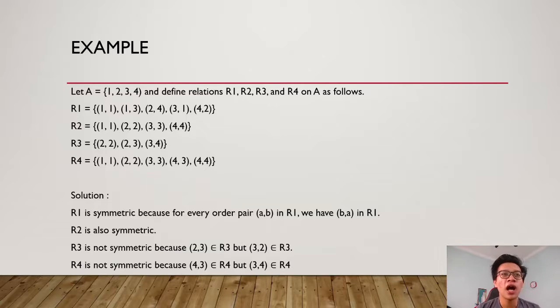So the answer is R1 and R2 are symmetric because for every ordered pair (a, b) in R1 we have (b, a) in R1, and it is the same in R2. R3 and R4 are not symmetric because in R3 we have (2,3) belonging to R3, but we don't have (3,2) in R3. Same as R4, we have (4,3) in R4, but we don't have (3,4) in R4.